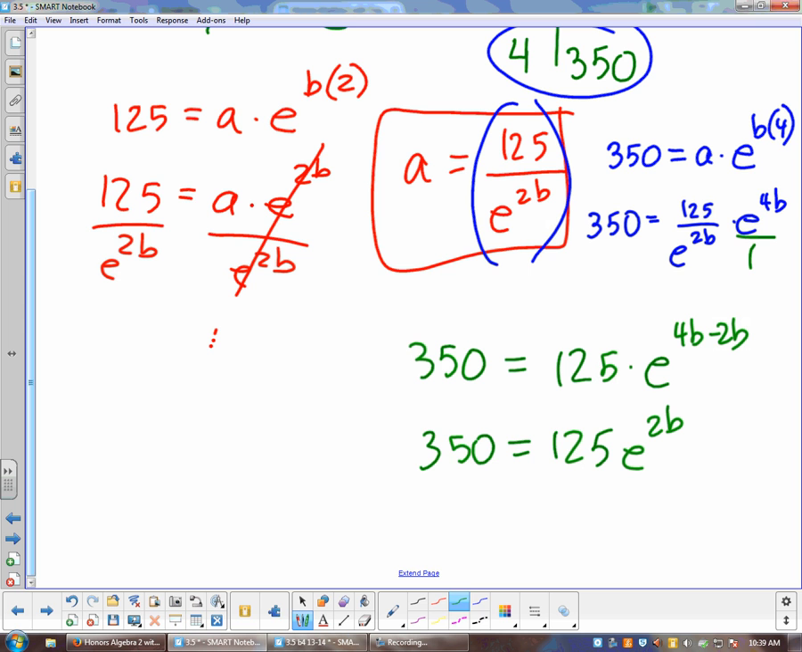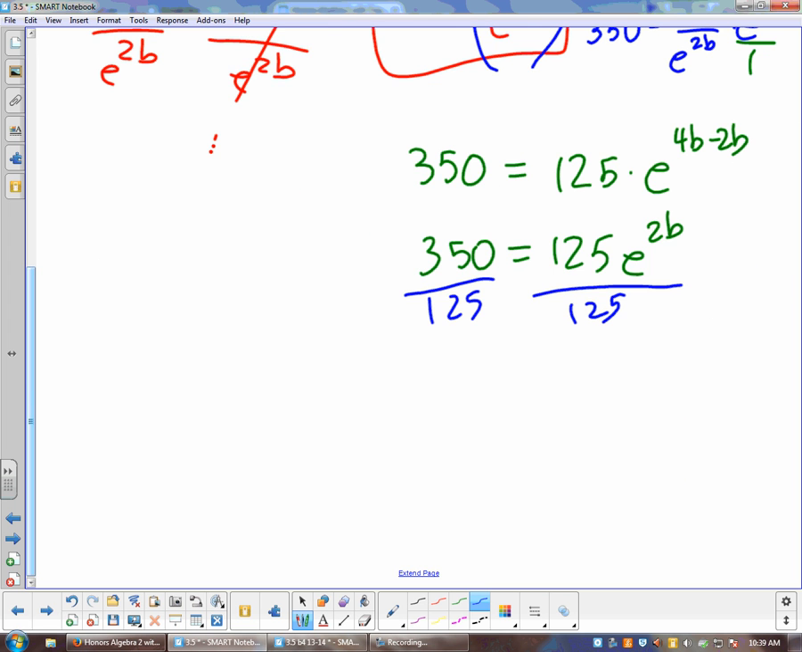How will we go about solving for b? So e to the what? I have to do what to both sides? Divide by 125. So if I divide by 125, I get what decimal? What is 350 over 125? 14 over 5. All right, fractions are fine. 14 over 5 equals e to the 2b.